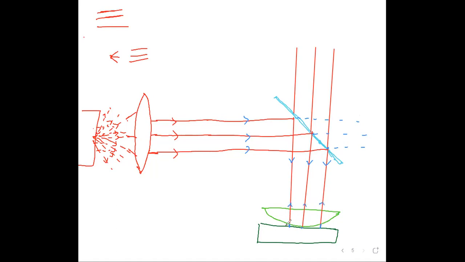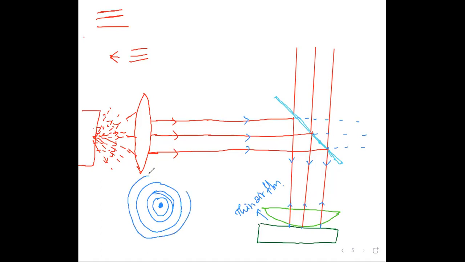These reflected beams from the lower and upper edges of this thin air film undergo interference, and that will form circular rings like this. I will show you a video also, and I'll share the video link after this explanation. So it should be circular rings like this. This is how Newton's rings are formed.